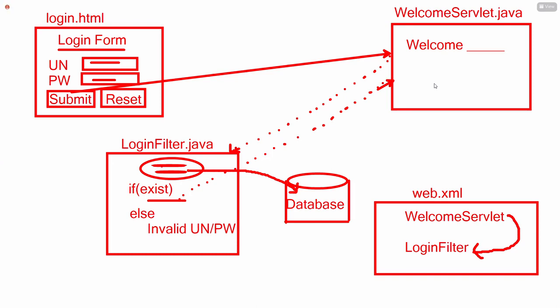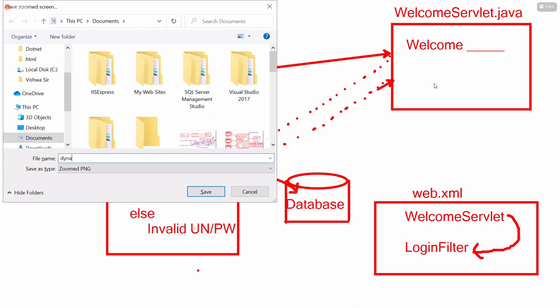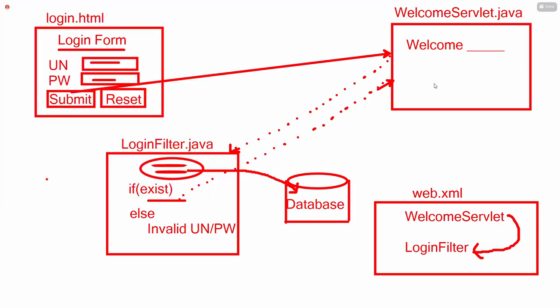Because of dynamic dispatching, this filter is not only for this welcome servlet. The filter can be applied to mail servlet, filter can be applied to chart servlet, filter can be applied to shopping servlet. But what we'll do, in the XML we will configure. So in future, what will happen?